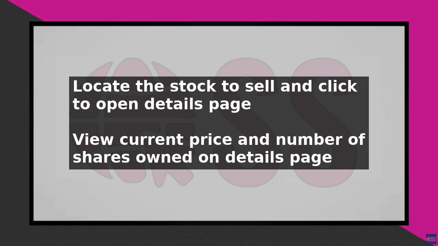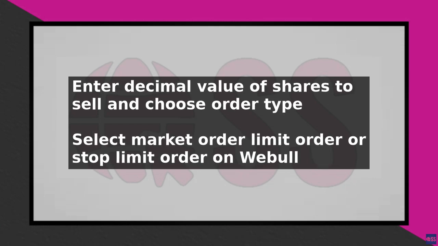After entering the number of shares, you can choose the type of order you want to place. Webull offers several order types, including market orders, limit orders, and stop limit orders. A market order will execute immediately at the current market price, while a limit order will execute at a specified price or better.